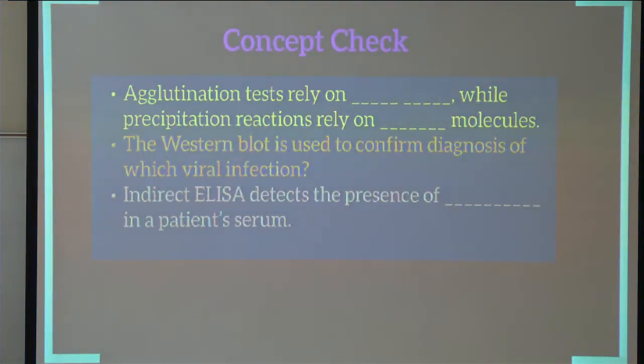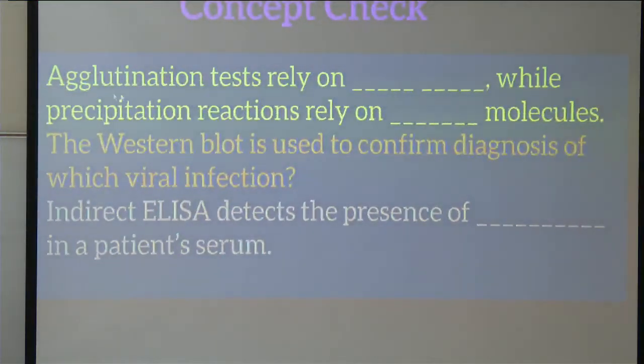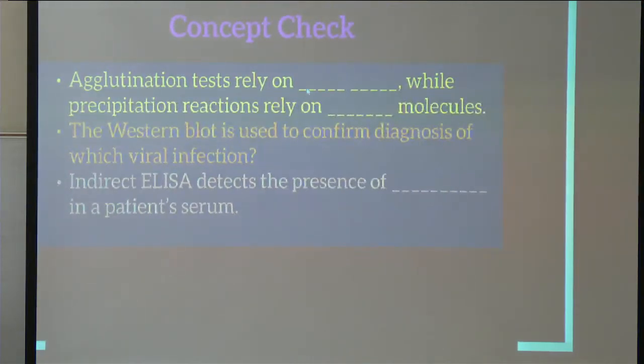Okay, let's do our last concept check. So agglutination tests rely on blank, while precipitation tests rely on blank. So agglutination tests, what are we looking at? Whole cell. Whole cell. What about precipitation reactions? Soluble molecules. Yep.